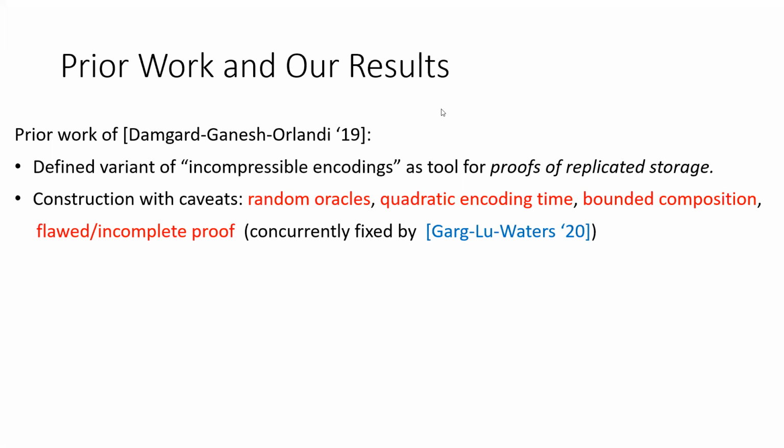And lastly, when we were thinking about this problem, we realized that the proof in their paper was somewhat flawed or at best incomplete. It assumed some restriction on how the adversary acts, and it didn't carry over to general adversaries. This was also noticed by a concurrent work by Garg and Waters, and they managed to fix this. They gave a new proof for the scheme of Damgård, Ganesh and Orlandi. It was actually quite non-trivial. The proof of this construction from that work is a quite subtle and difficult proof to get right.